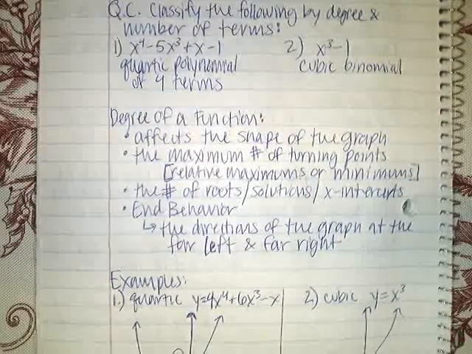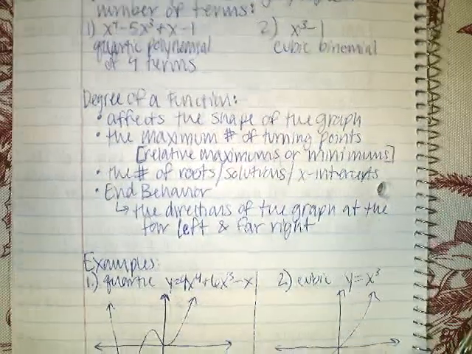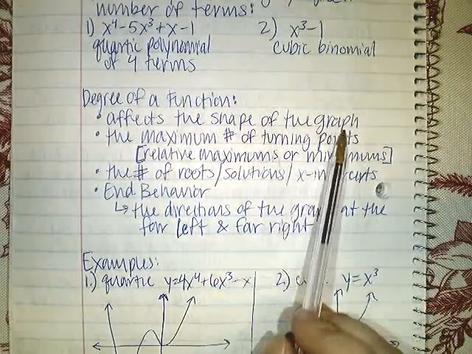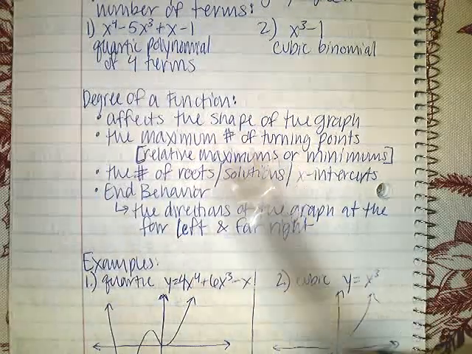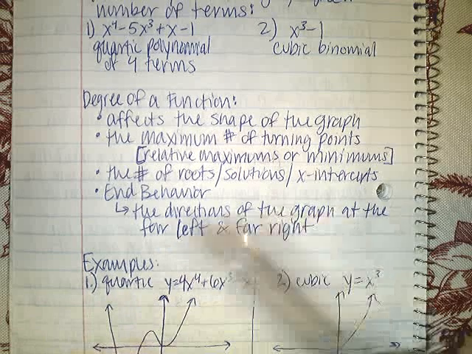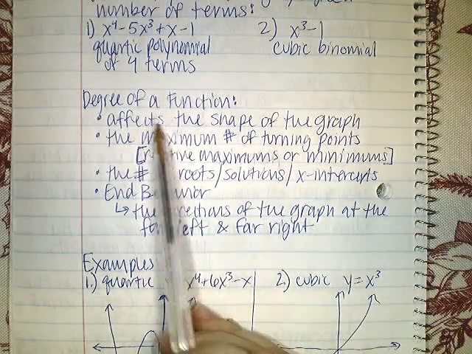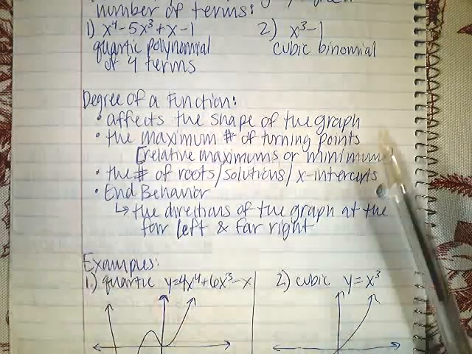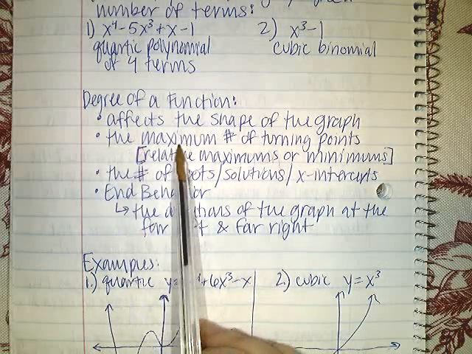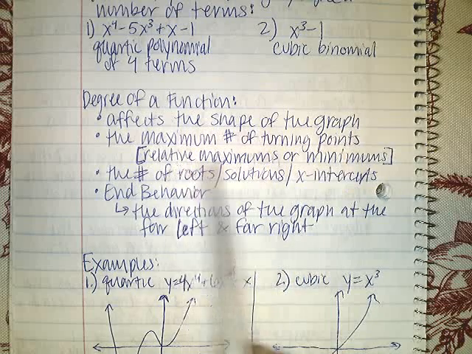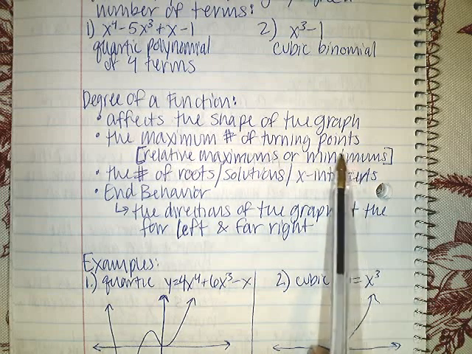All right, so the next thing I want to talk about is the degree of a function. So the degree of a function affects the shape of the graph. So again, we've talked about, obviously, quadratic, cubic, quartic functions aren't going to have the same general shape. So the degree of our function is going to affect the shape of the graph. It's also going to specifically affect the maximum number of turning points, which are relative maximums or minimums.